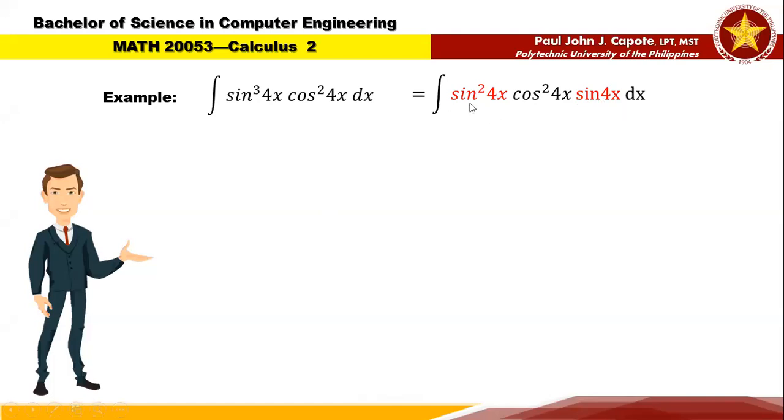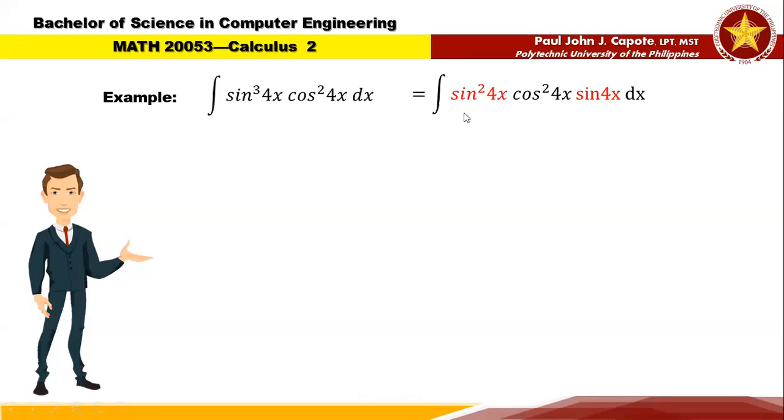So you notice the one in red. Okay? Actually, that came from sine cube 4x. Why did we do this? Why do we have sine square 4x and we have sine 4x? Why did we factor out the sine cube 4x? Because we need to get one factor of sine cube 4x wherein the power is an even integer.